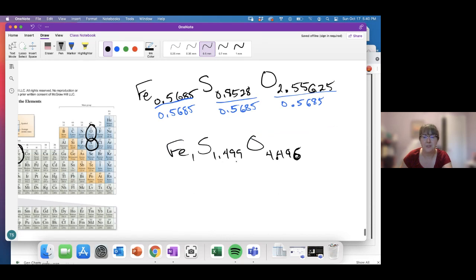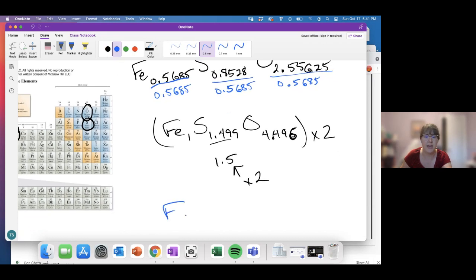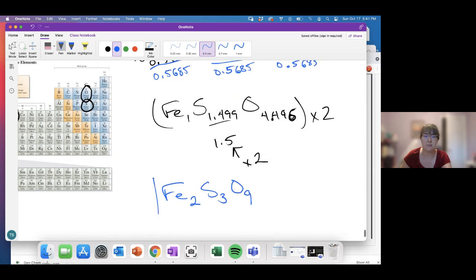So hopefully when you see this, you can think, okay, well, this is really about 1.5. Since I see that 0.5, I'm going to multiply by 2. But remember, I got to keep it all together. I finally have everything in the ratios I want, so I have to keep this all together. So this is Fe2S3O9. And that's my empirical formula.